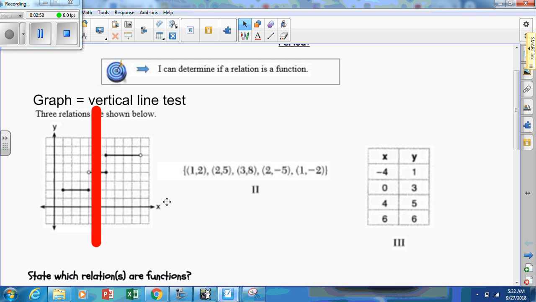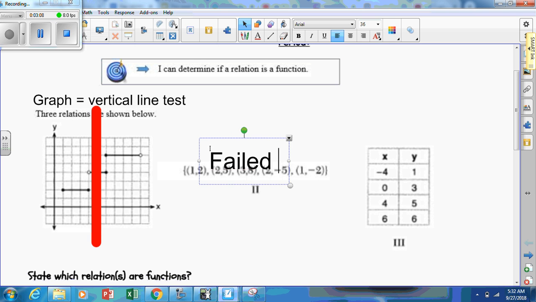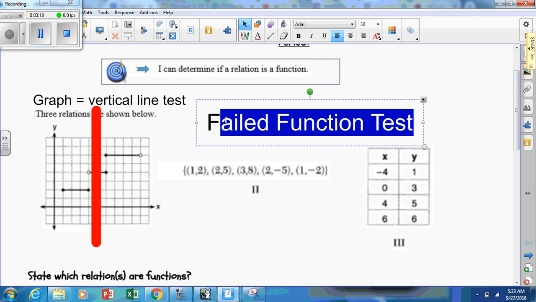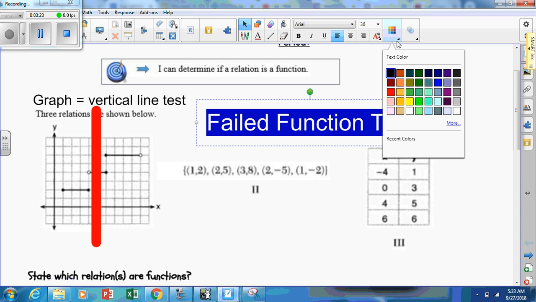Failed function test. So sad, too bad. It failed the function test, y'all. All right, so we'll put red because it didn't pass. If it had passed, we might put green. Failed function test.